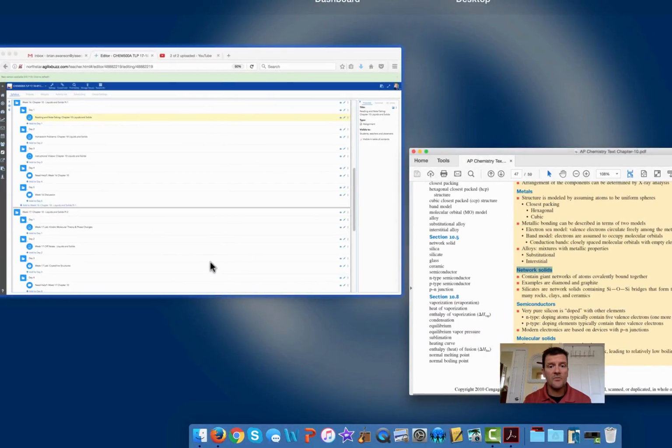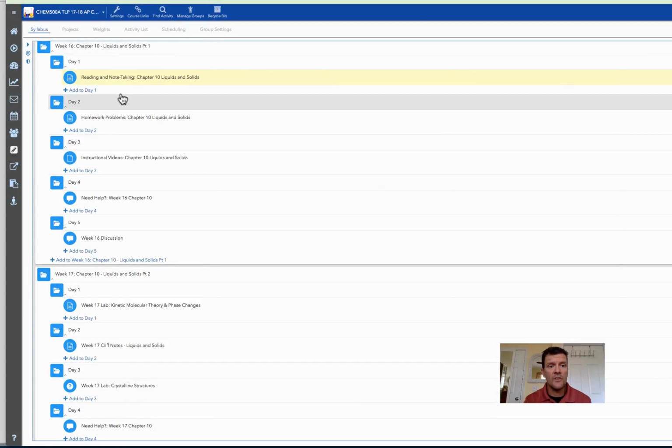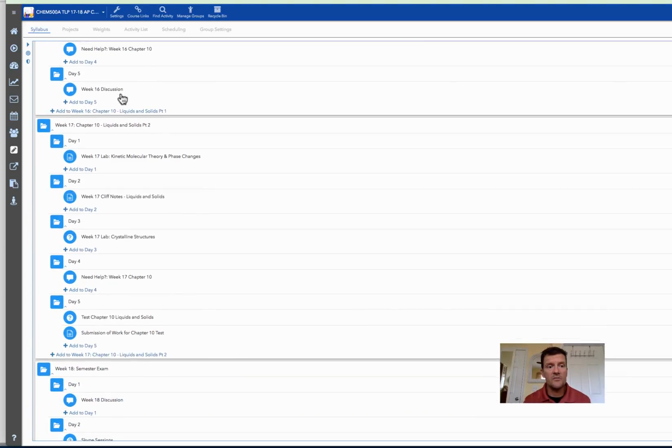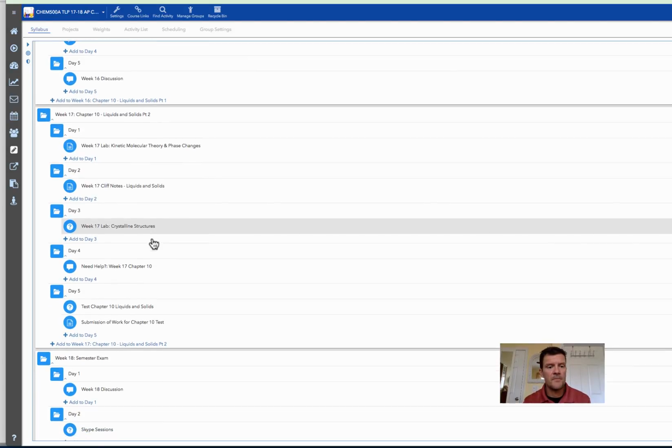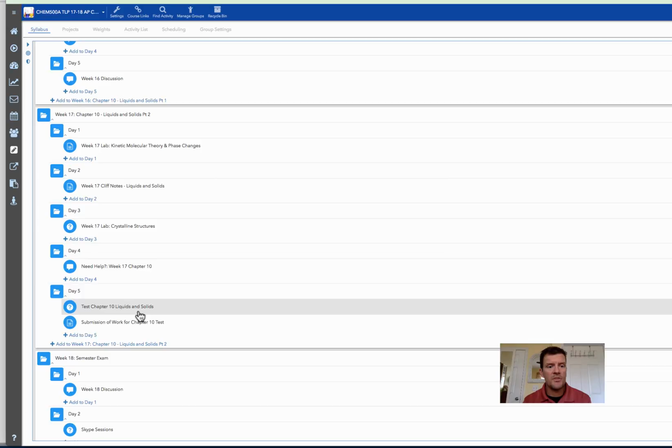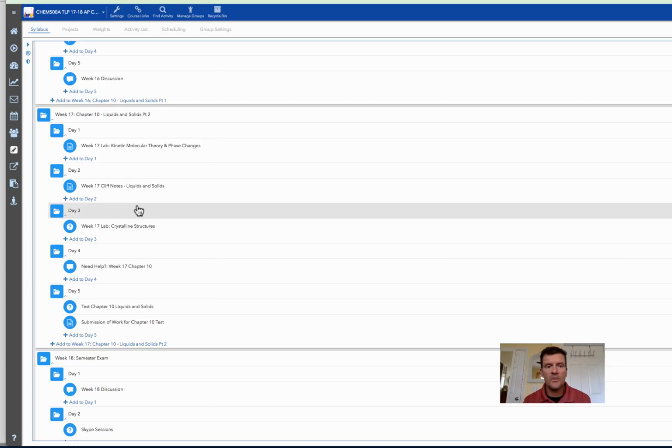And as we've done before, you have reading and note-taking and problems, instructional videos. You have a lab here. Actually, there are two labs. One that deals with the KMT, which is the kinetic molecular theory. Basically, much of what we base our understanding of the movement of molecules is based on the KMT. So you can be looking at a lab dealing with that, as well as a lab talking about crystalline structures. So two virtual labs that you can look at. And then you wrap up this unit with the chapter test at the end of week 17.